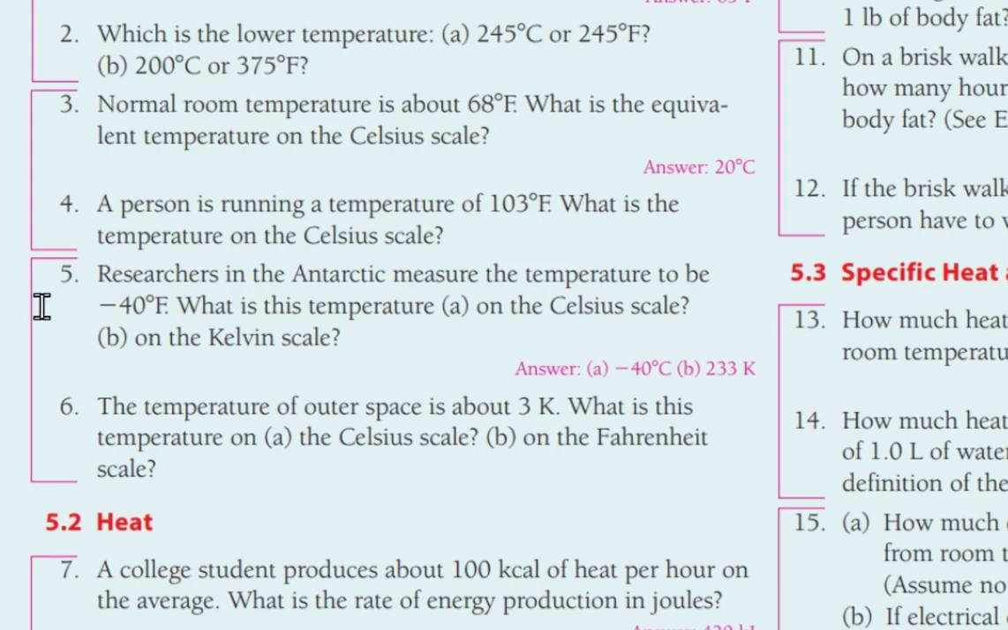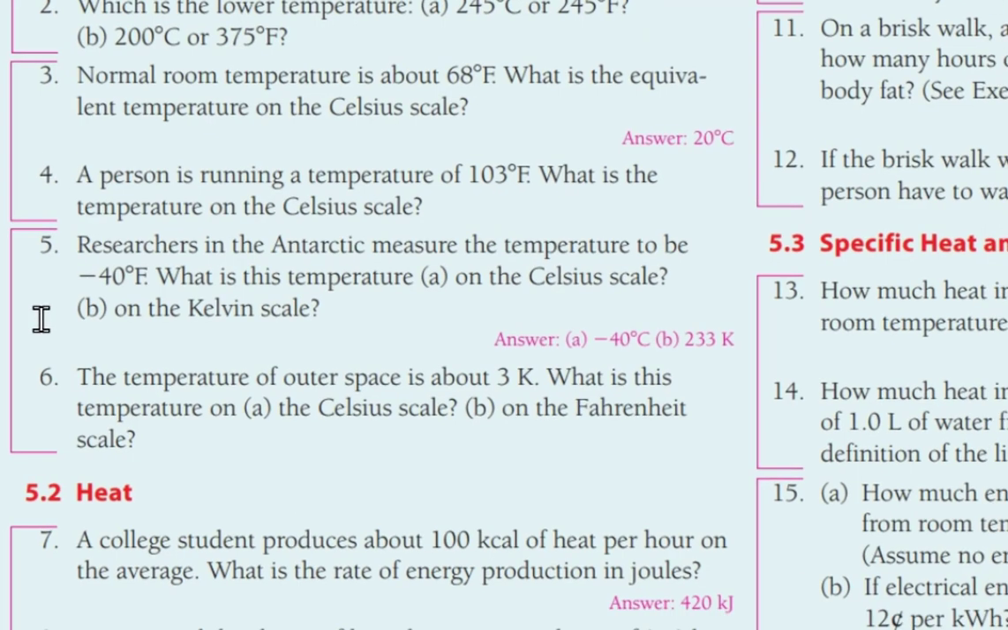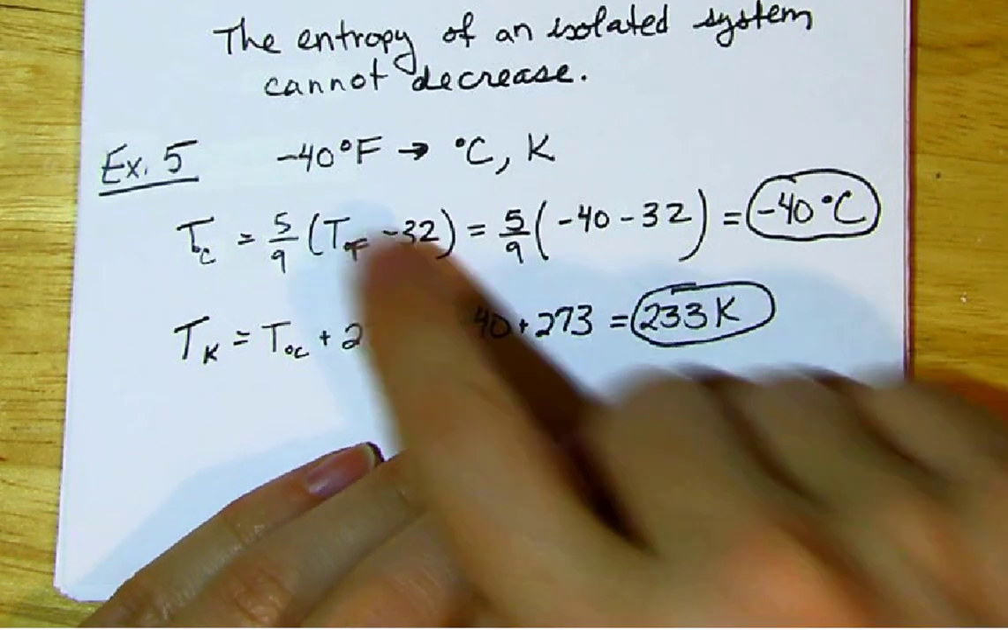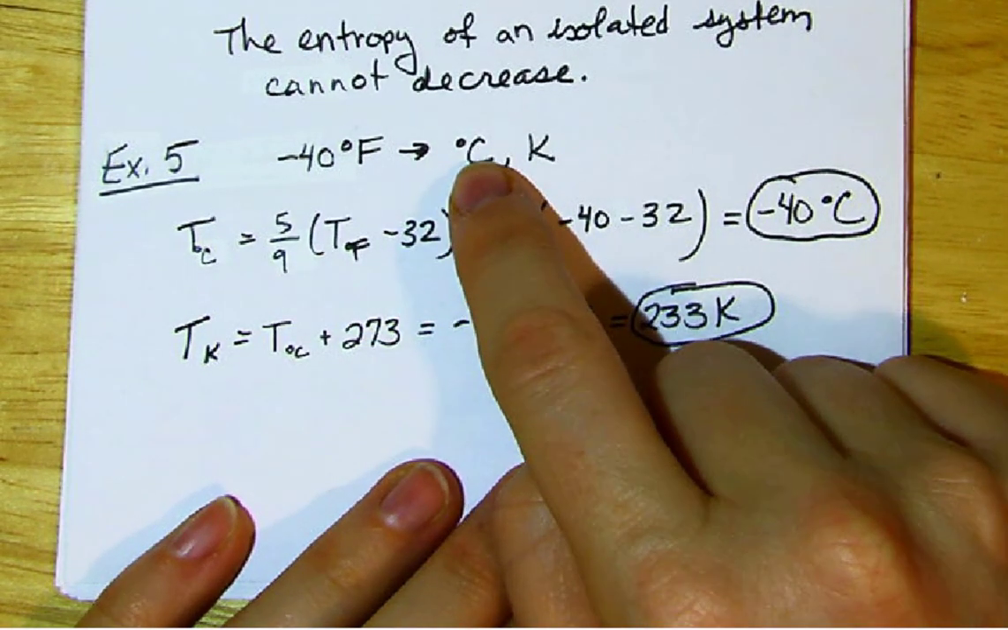All right, let me quickly walk you through a couple of example problems, similar to something you might see in the homework. Exercise 5. Researchers in the Antarctic measure the temperature to be negative 40 degrees Fahrenheit. What is this temperature in Celsius and in Kelvin? So we have negative 40 Fahrenheit, and we need to go to Celsius, and we need to go to Kelvin.